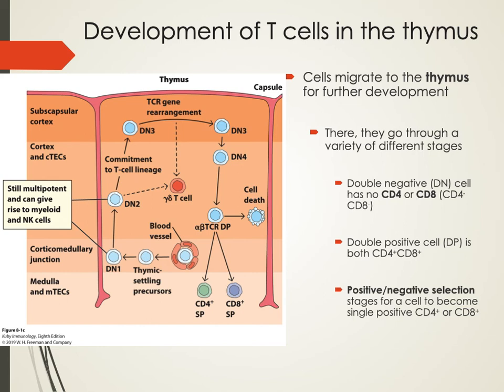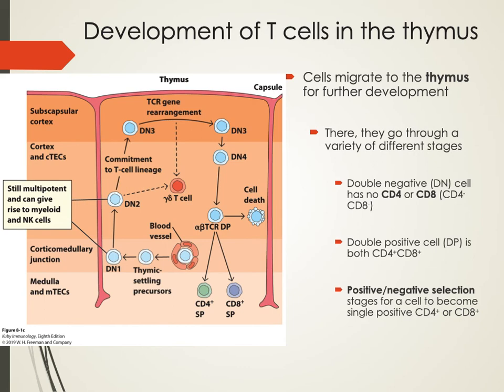You'll notice that as it moves from the cortex medullary junction through the cortex and then into the subcapsular cortex, it's going to go through these different stages, these different subsets. They're denoted as DN1, DN2, DN3, and then as it comes back into the cortex, DN4. The DN refers to double negative. These cells at all of these stages have no expression of CD4 or CD8.